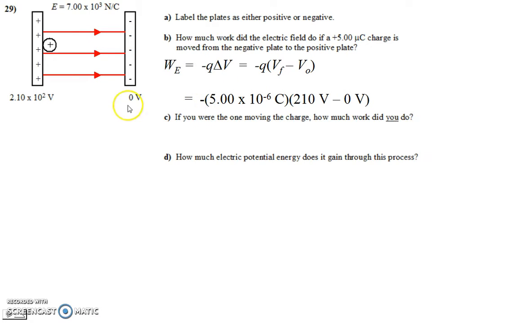That has to be there. In the end, we should be getting negative 1.05 times 10 to the negative third joules. Okay, now let's make sure this is making sense. We're saying the field itself is doing negative work.